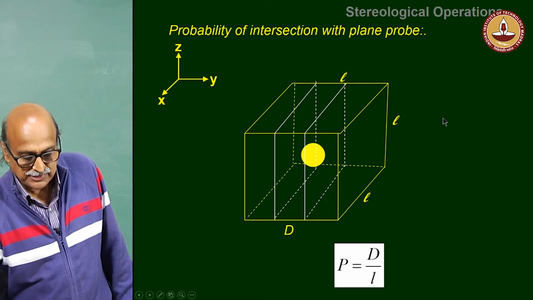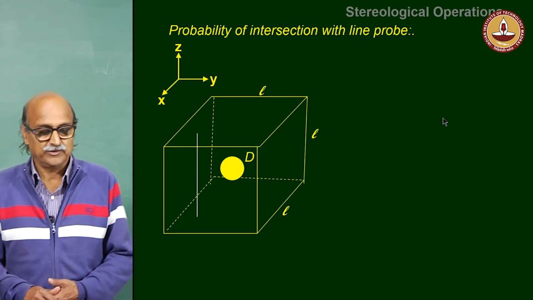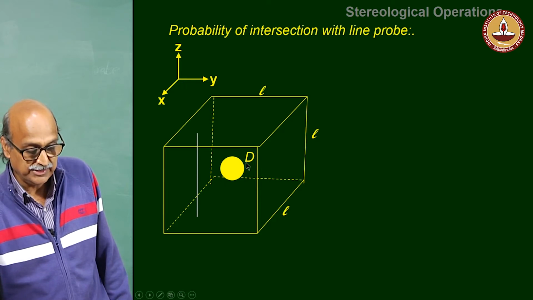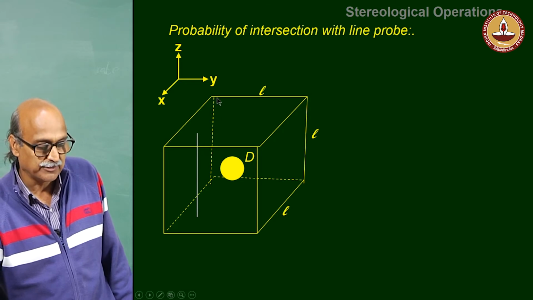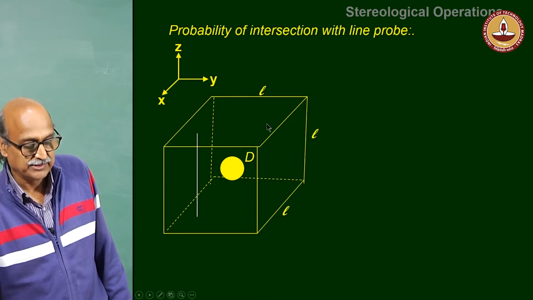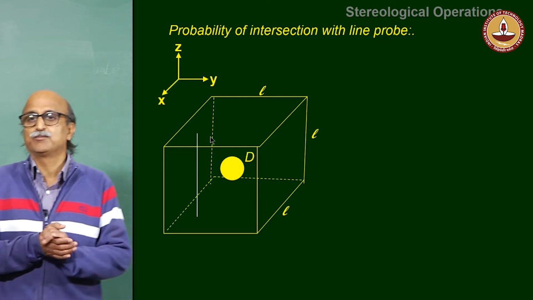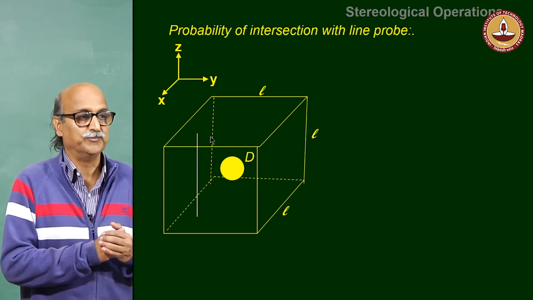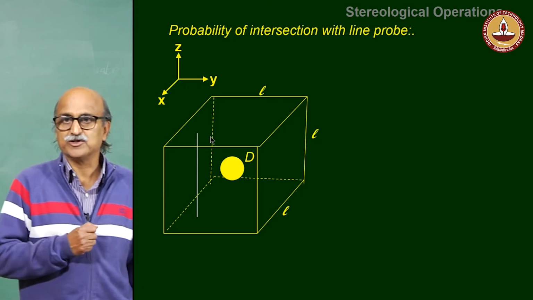Now, consider a line probe. Here I have again the same spherical object of diameter d inside the cubic volume, and I have now a line probe which is kept parallel to the z axis, but it can be randomly located anywhere in the cube. What would be the probability of the line probe cutting the object? Any ideas here how we could determine this?